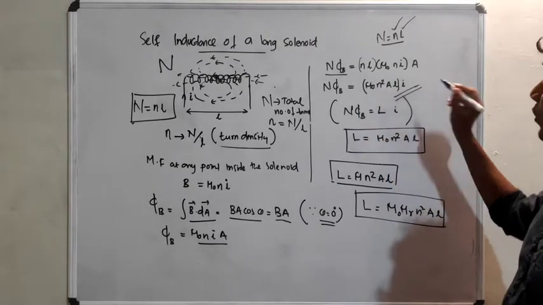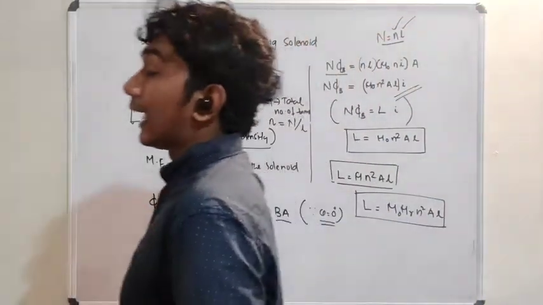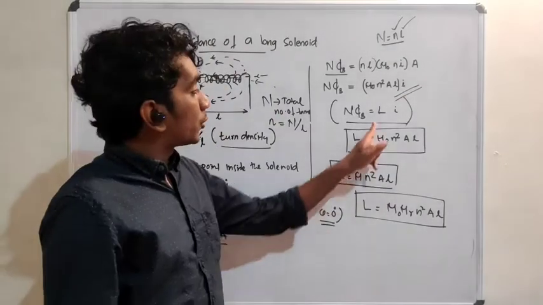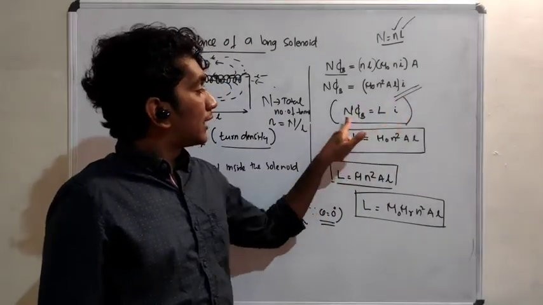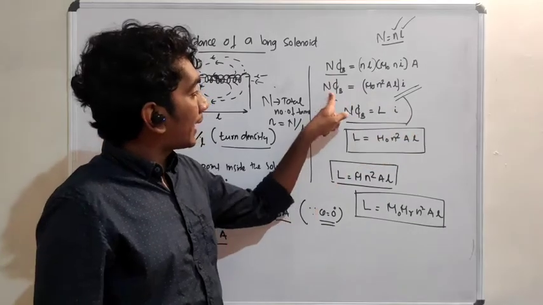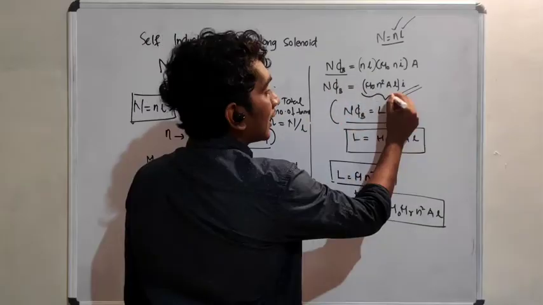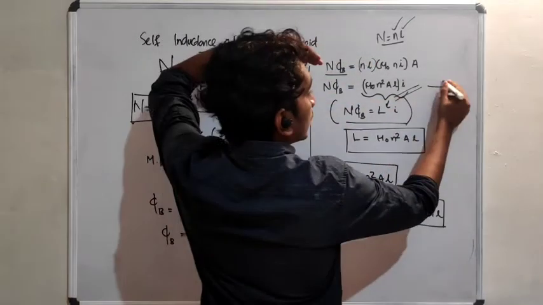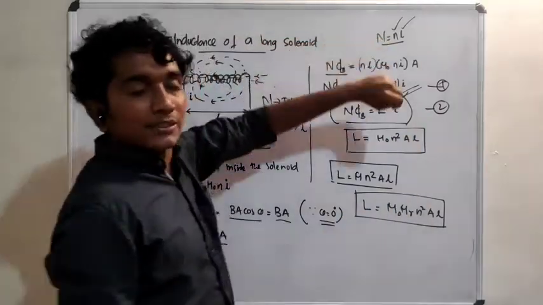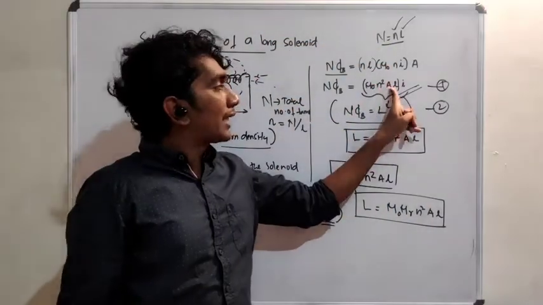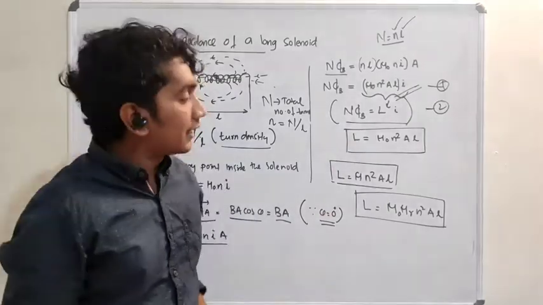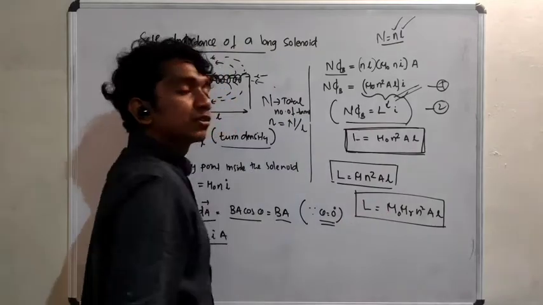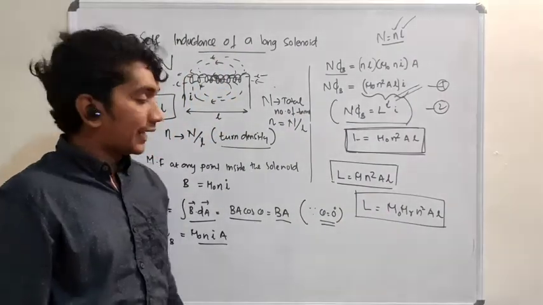Do you find any similarity between this equation and any other equation? Yes, N phi B is equal to L into I. You can compare this equation with that equation, so this term will be L. Compare equations 1 and 2. So we can write mu 0 n square A L is equal to L. So the self-inductance of a solenoid is equal to mu 0 n square A L.